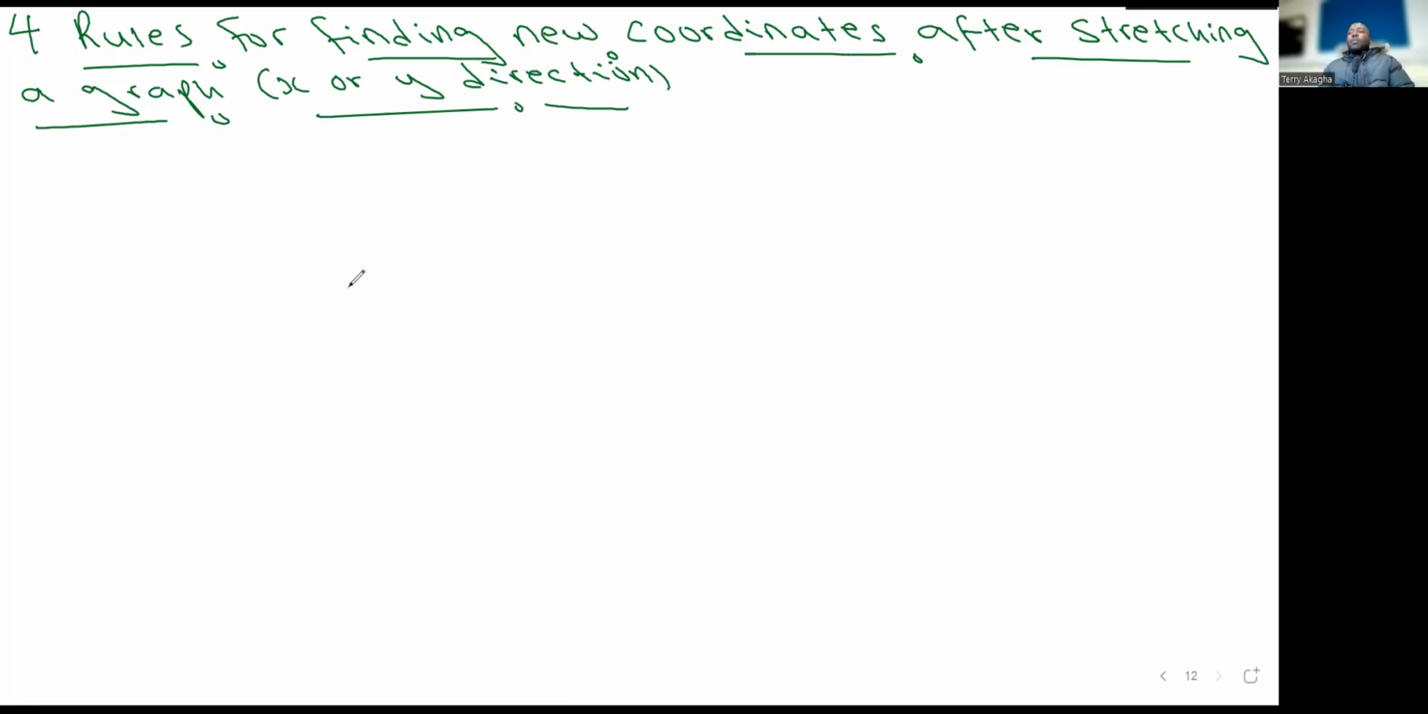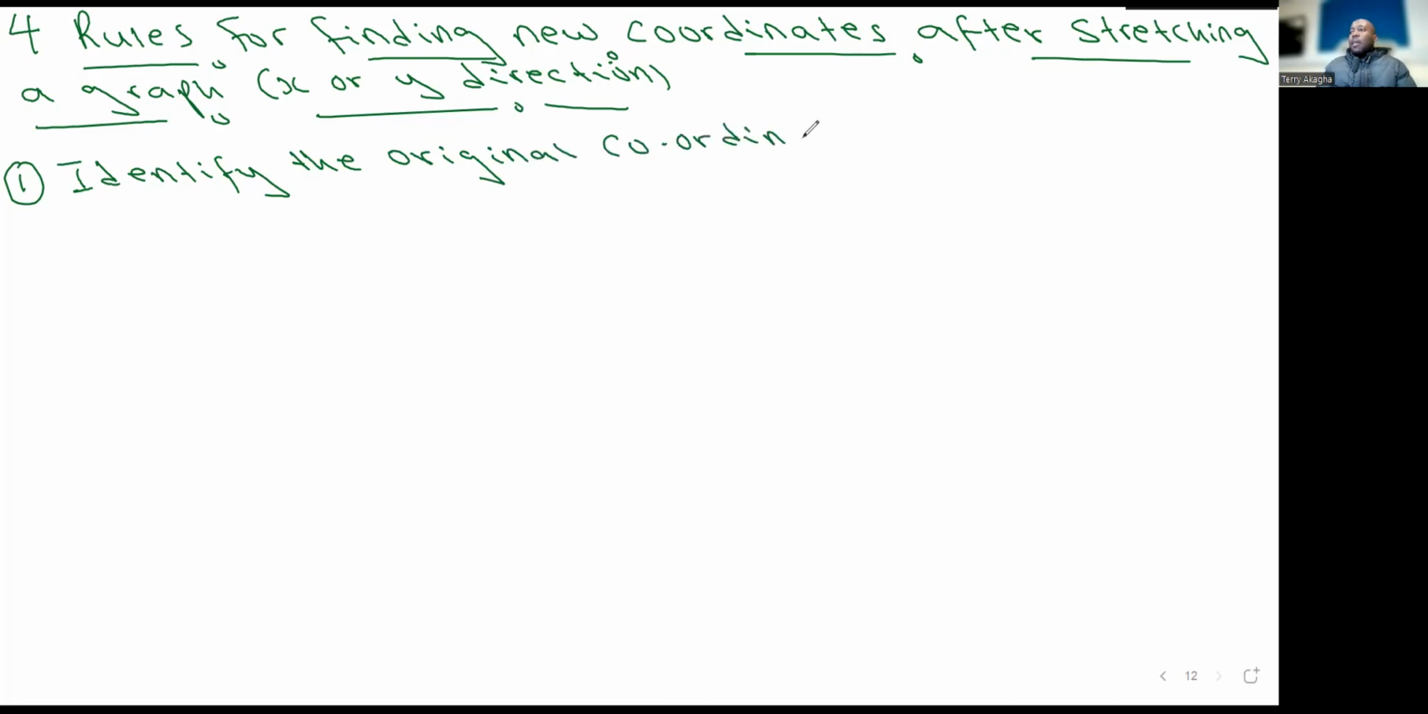All right, so the first thing you have to do is identify the original coordinates. Oh, sorry, I've been saying equation for a long time now. You have to identify the original coordinates from the original equation. Is that okay? So you have to find the original coordinates from the original equation, and you can call it X and Y.